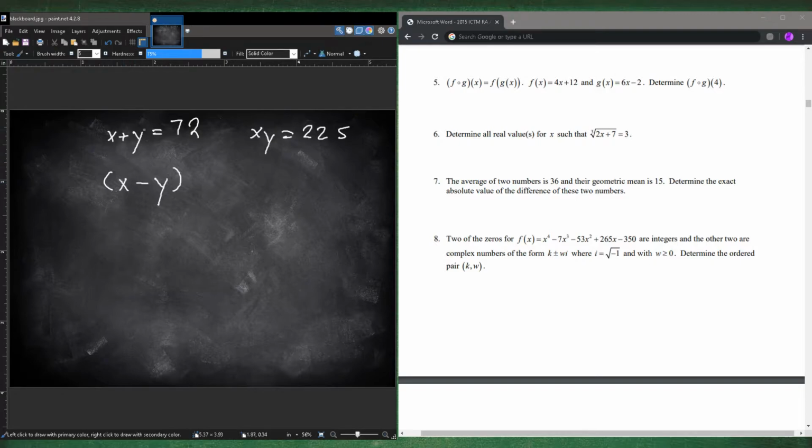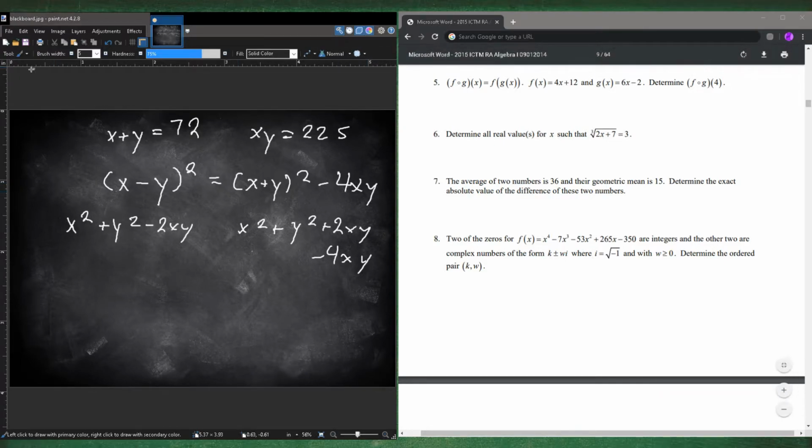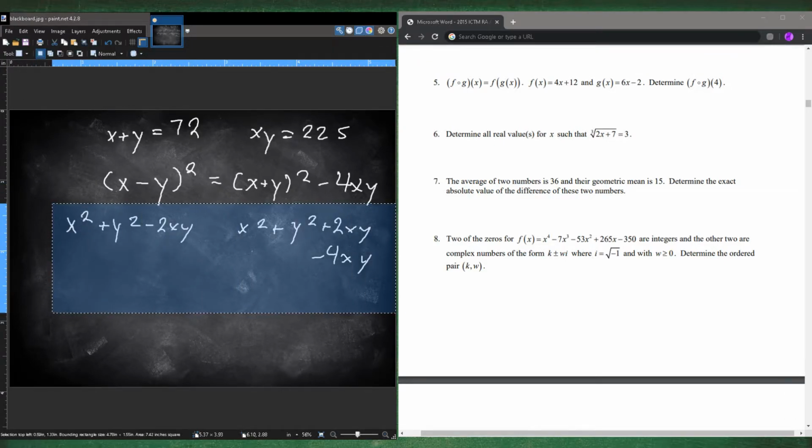So all we have to do is basically use x minus y squared, which is basically equal to x plus y squared minus 4xy. Because if you expand this out, this is x squared plus y squared minus 2xy. And this is equal to x squared plus y squared plus 2xy. Right, so this is a minus 2xy and this is plus 2xy. So to make this the same, you've got minus 4xy on the side. Okay, so we know that's true. Can't delete all this because we don't need it.